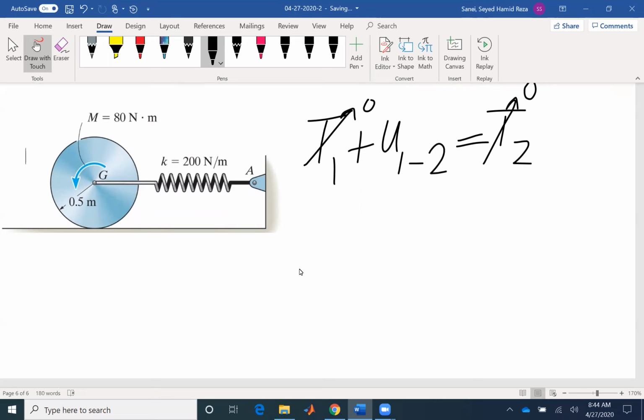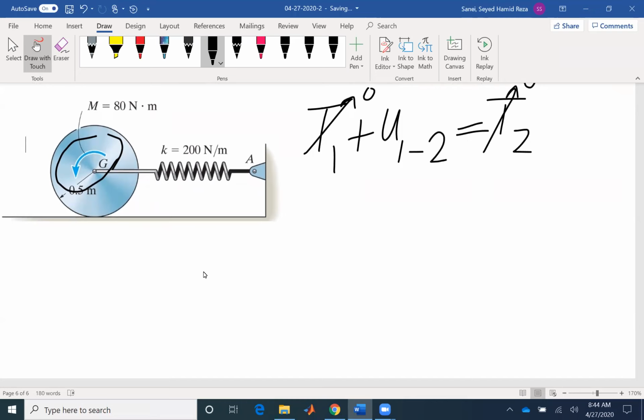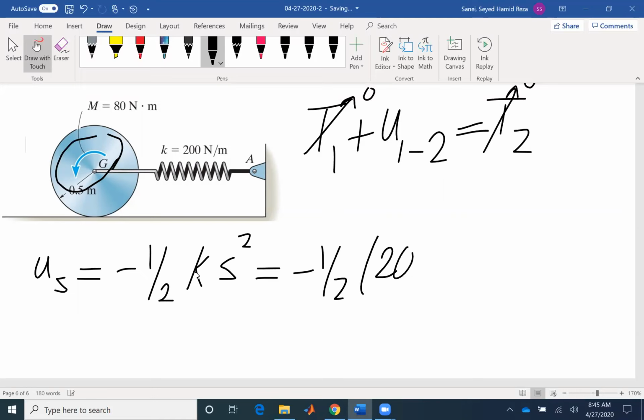So we have two components of work. One, the work that is done by the moment, and also the work that is done by the spring. Let's find the work of the spring first. We talked about that the work of a spring is always negative because the force is always in the opposite direction of displacement. So it's half k s squared, where k is the spring constant. So half of 200, s is the displacement, so negative 100 s squared.